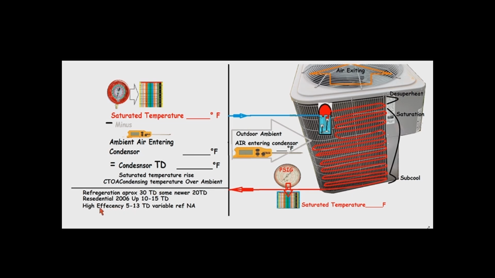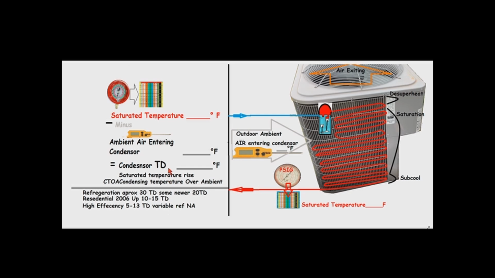Now the catch is when you get to these really high efficiency systems, it could be down as low as 5 to 13. And when we get variable refrigerant flow systems with these variable compressors, it's just not applicable because those systems change the compressor pumping ratio all the time. At that point, you just have to go back to the manufacturer specification. But hopefully this will help you.